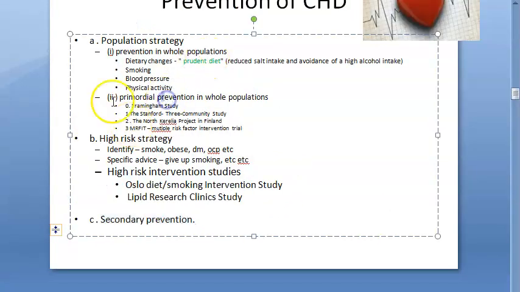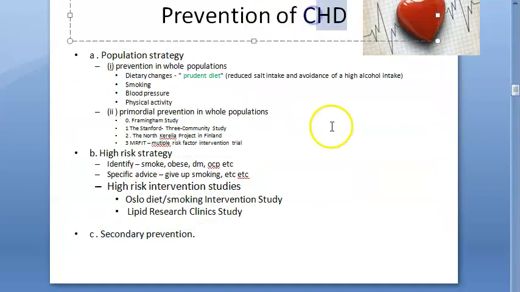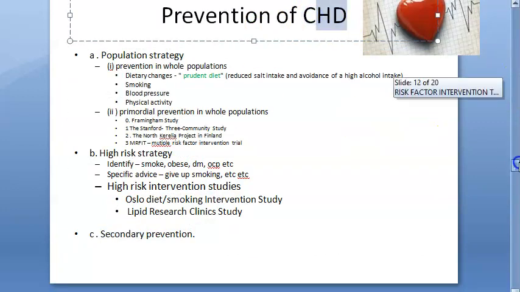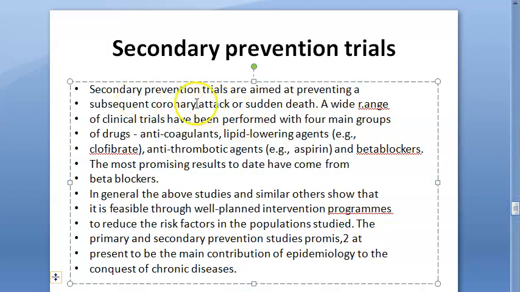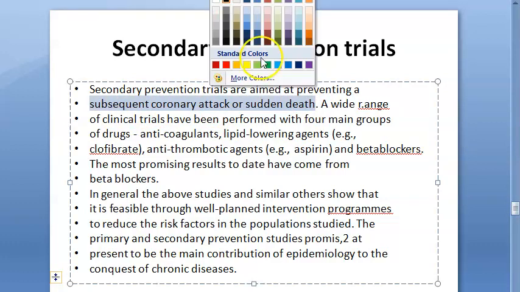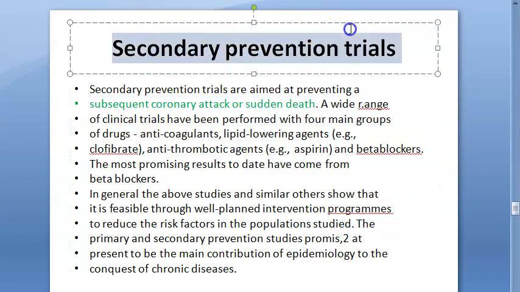Guys, so we finished primordial prevention and primary prevention. Now let us look at secondary prevention. Secondary prevention means that person has got coronary heart disease. What secondary prevention will you do? You will make sure that he will not get it again, right? He will not get a subsequent coronary attack, or he will not go into sudden death. So this is what you want to protect the person from. That is secondary prevention. That means the disease has already come.